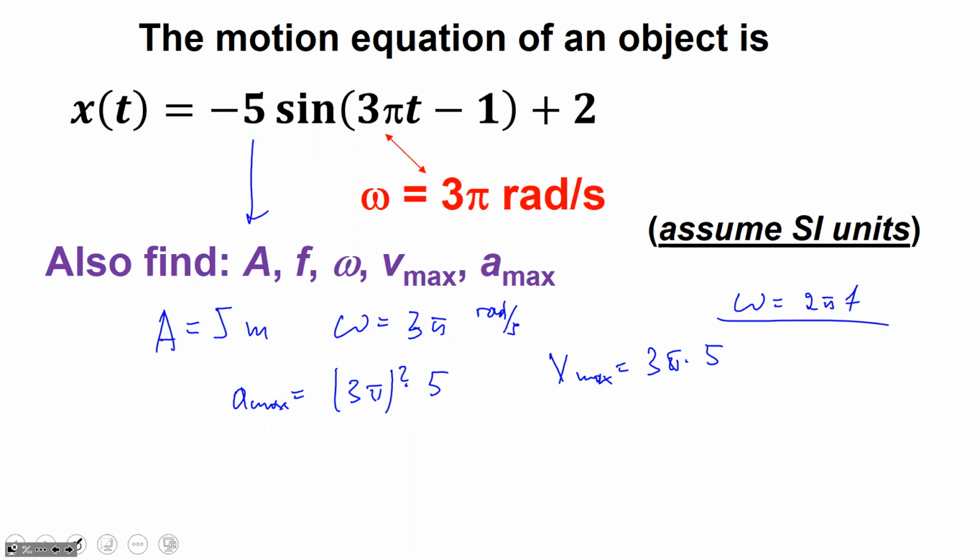Angular frequency is the number of oscillations in 2 pi seconds. Regular frequency is the number of oscillations in 1 second. So we can use this relationship to calculate regular frequency. Now, as we know, people use different symbols for regular frequency, but also people use different units.